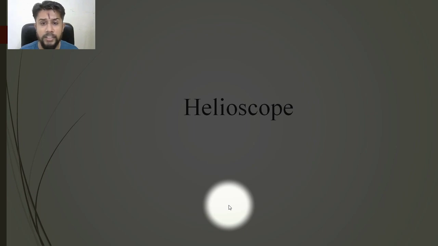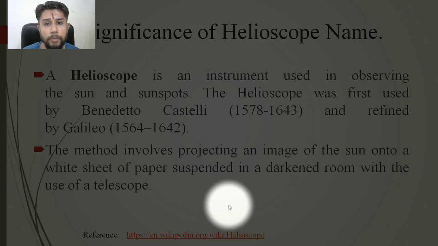The next tool is Helioscope. The ancient meaning of Helioscope is it is an instrument. It is used in observing the sun and sunspots. The Helioscope was first used by Benedetto Caselli and refined by Galileo afterwards. The method involves projecting an image of sun onto a white sheet of paper suspended in a darkened room with the use of telescope.